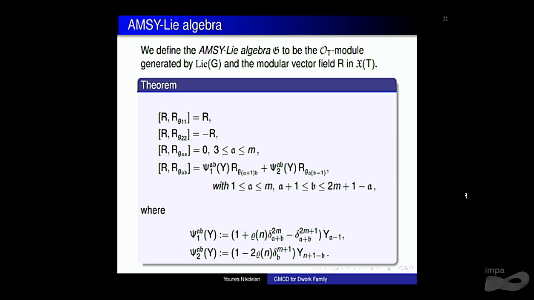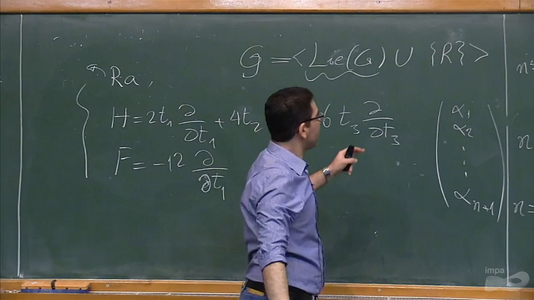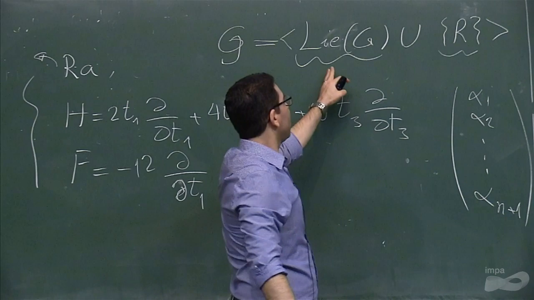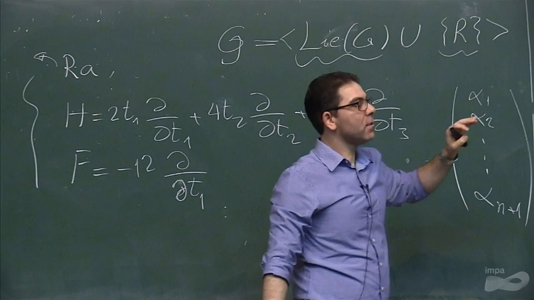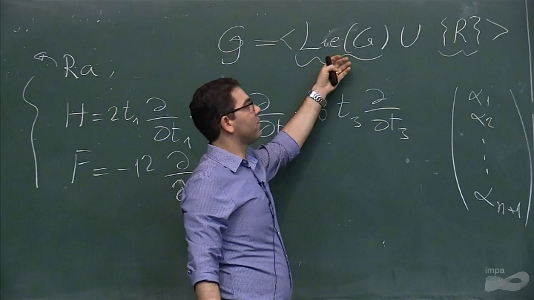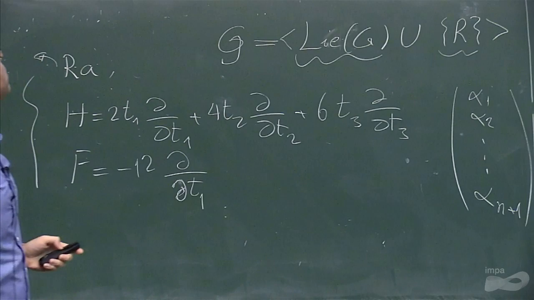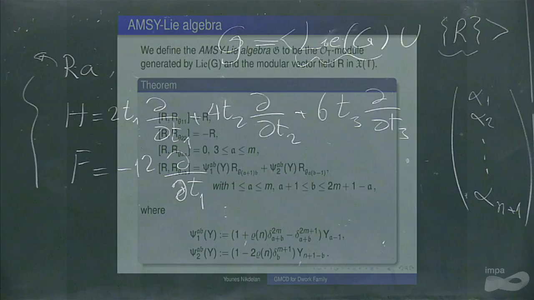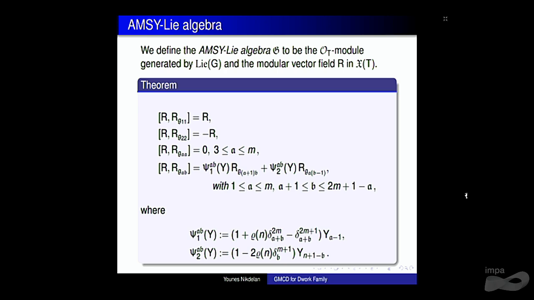So we have a Lie algebra, and we need to find the structure of this Lie algebra. We know the Lie bracket of the elements of Lie of G. And to determine the structure completely, we need to determine the Lie bracket of any element of this one with R. It is enough to construct a basis for this one, and then find the Lie bracket of any of the members of the basis with R. And this is what I did in my last work. I determined here that R, G11, all these ones construct a basis of Lie of G. And then I can give the Lie bracket in this way.